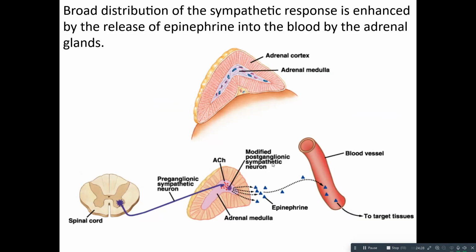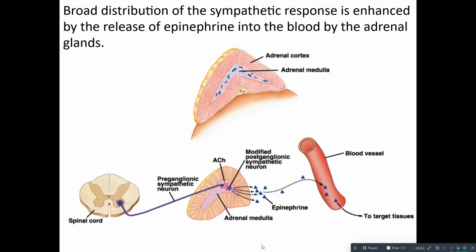The other reason is to remember, when we turn on our sympathetic nervous system, one of the things we're going to act on is the adrenal gland. And inside the adrenal gland, the adrenal medulla, there are modified cells that secrete epinephrine and a little bit of norepinephrine into the blood. And they're acting as sympathetic hormones.